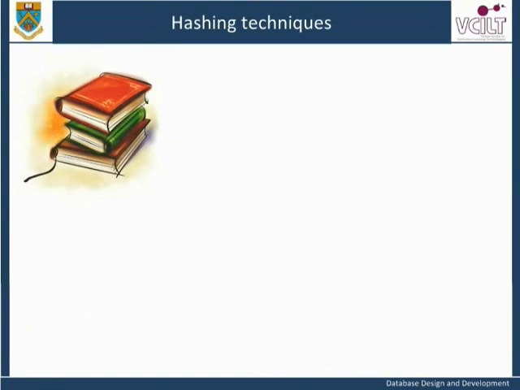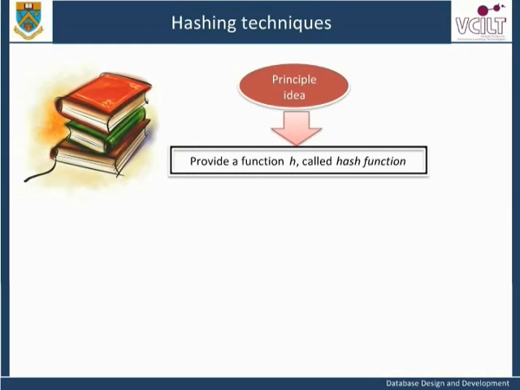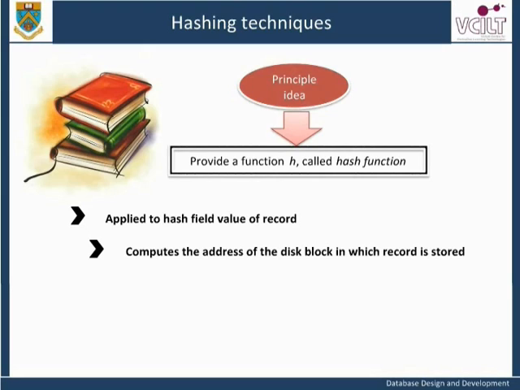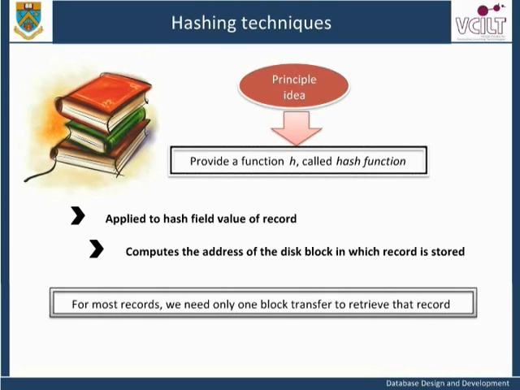Hashing techniques. The principal idea behind the hashing techniques is to provide a function, h, called a hash function, which is applied to the hash field value of a record and computes the address of the disk block in which the record is stored. A search for the record within the block can be carried out in a buffer, as always. For most records, we need only one block transfer to retrieve that record.